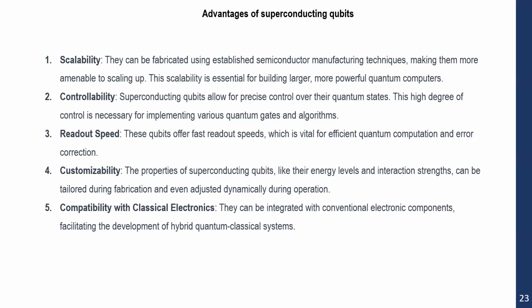The second one is controllability. Again, the single qubit gate, 2 qubit gates realized through the application of a pulse of different duration, which is very easily designed. So this is another advantage of this approach. Readout speed. All this, of course, is very well processed with conventional electronics, and it can work at terahertz frequencies. So the readout speed is one of the advantages here.